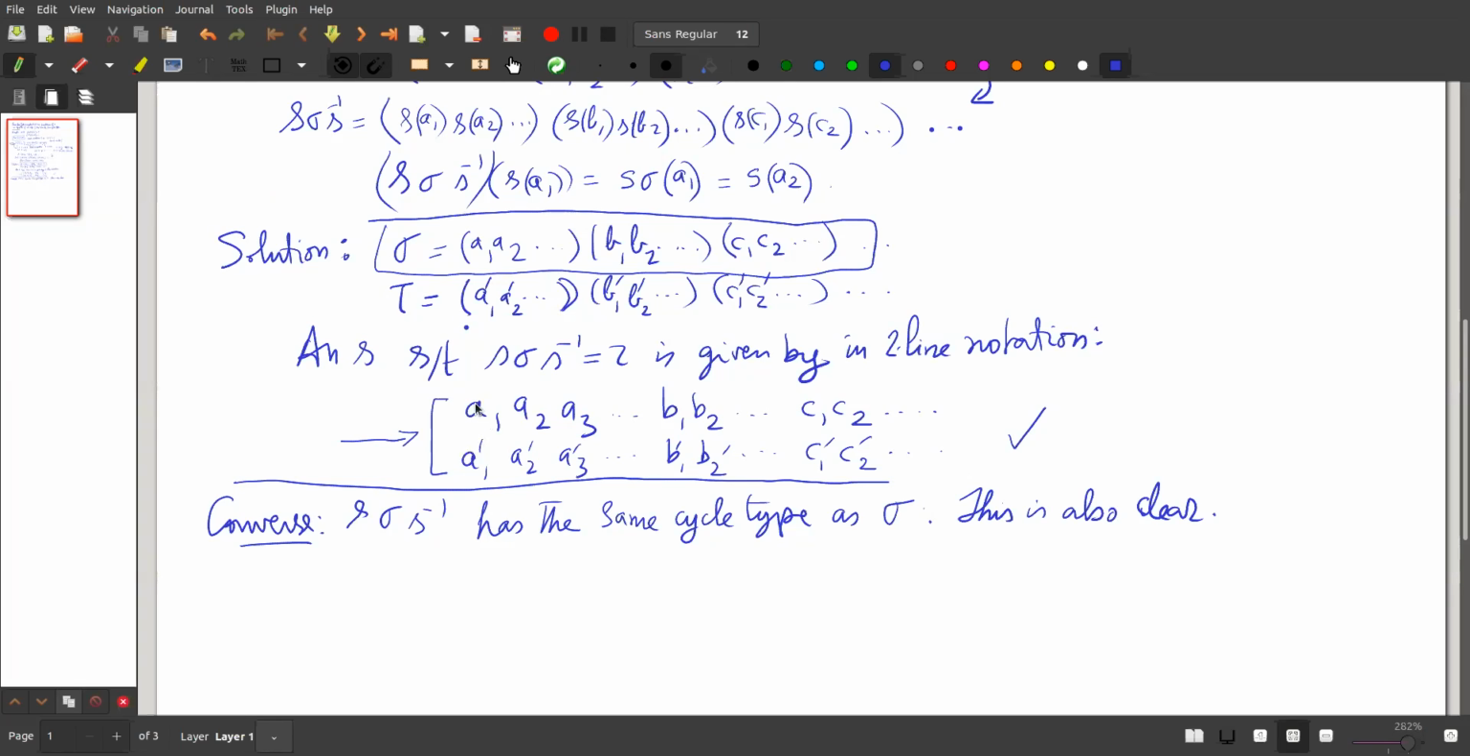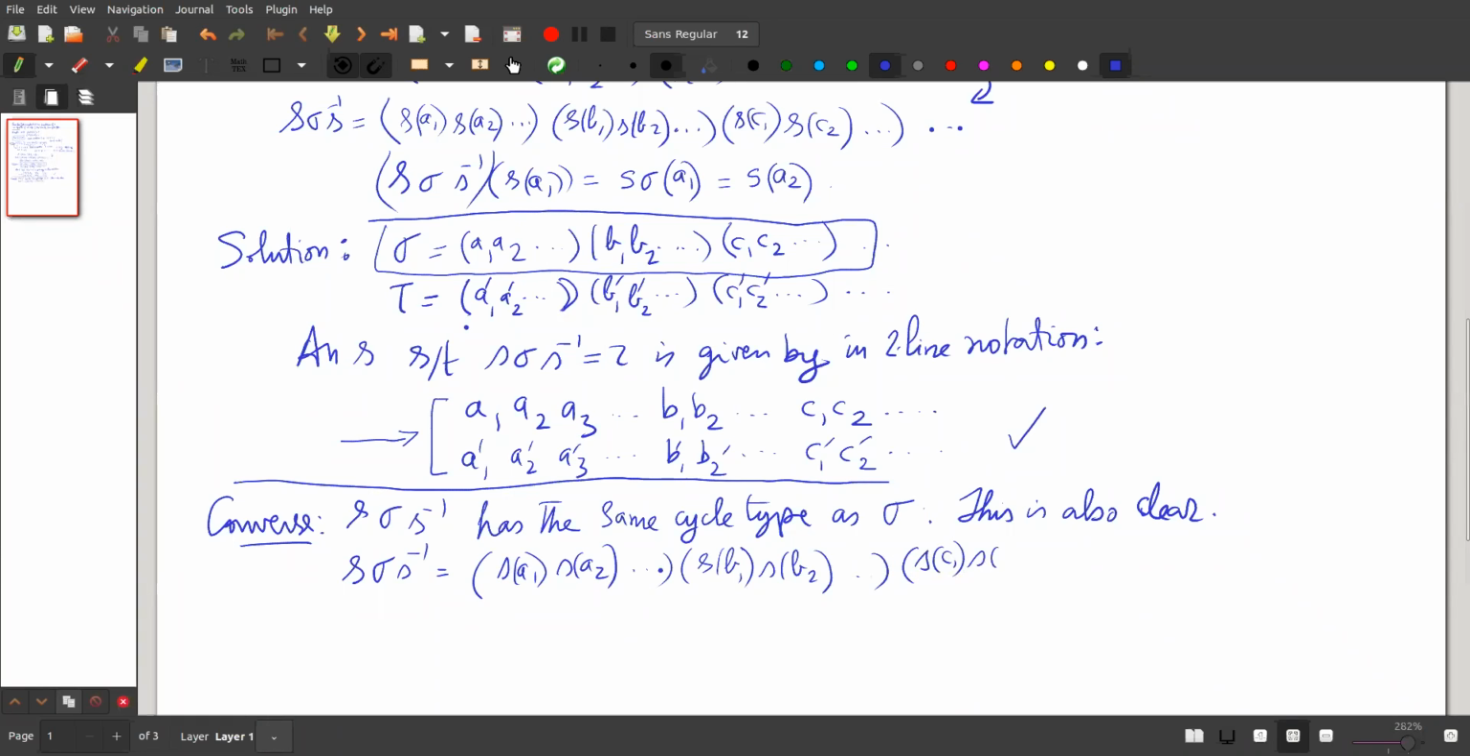So if S takes A1 to A1 prime, A2 to A2 prime, and so on, B1 to B1 prime, B2 to B2 prime, then we have observed in that case, by what Annamalai has said, that S sigma S inverse is nothing but S of A1, S of A2, I'm just repeating what Annamalai said, S of B1, S of B2, etc. So clearly, S sigma S inverse and sigma have the same cycle type. Okay, is this so? This finishes the problem.